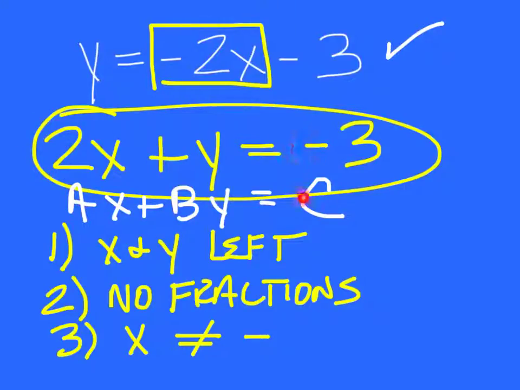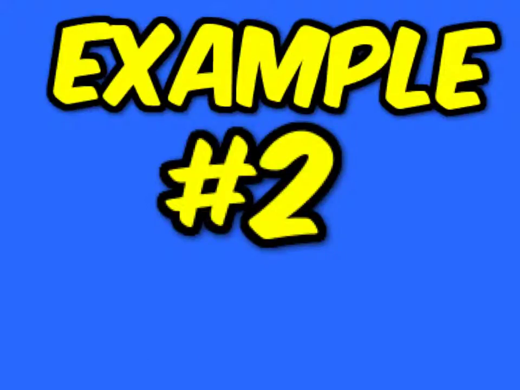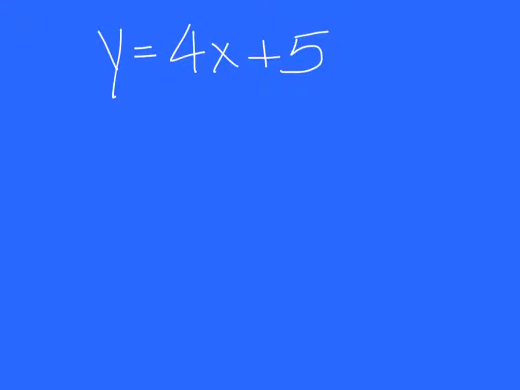And the c term, -3. B would be what? 1, yeah, since there's nothing there. Here's example 2. y equals 4x plus 5. Move the x term to the left and change the sign.